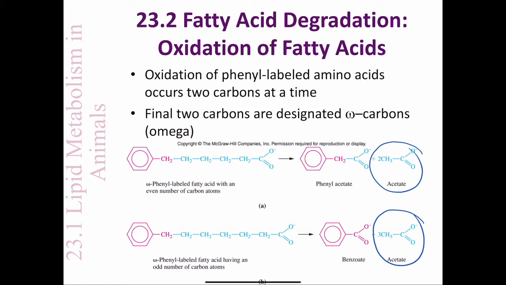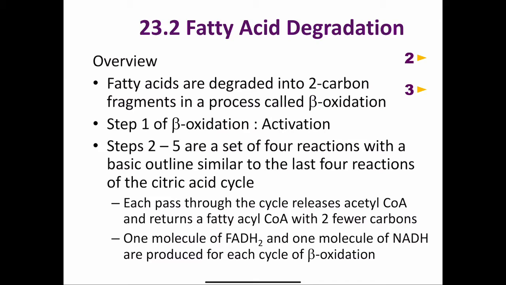We now know that the two-carbon fragments produced from the degradation of the fatty acids are not acetate, but acetyl coenzyme A. The pathway for the breakdown of fatty acids into acetyl coenzyme A is called beta-oxidation. The beta-oxidation cycle consists of a set of 4 reactions whose overall form is similar to the last 4 reactions of the citric acid cycle. Each trip through the sequence of reactions releases acetyl coenzyme A and returns a fatty acyl coenzyme A molecule that has 2 fewer carbons. Reduced coenzymes are also produced.